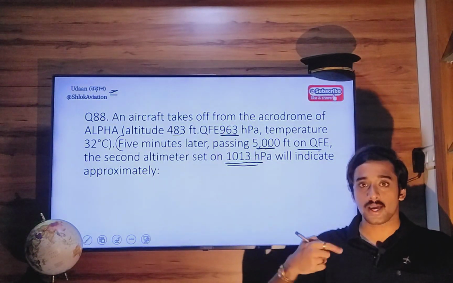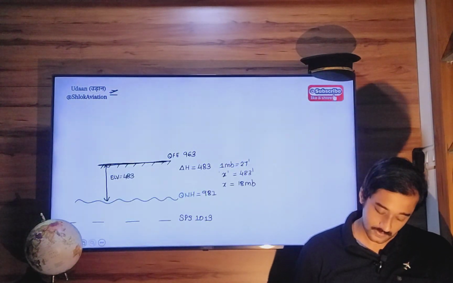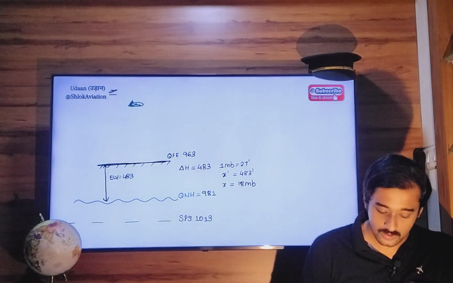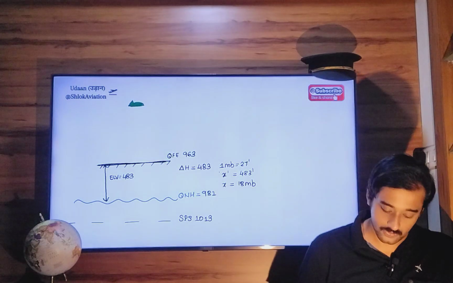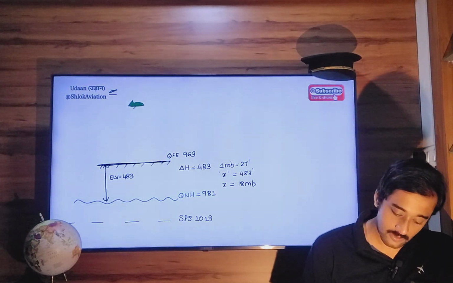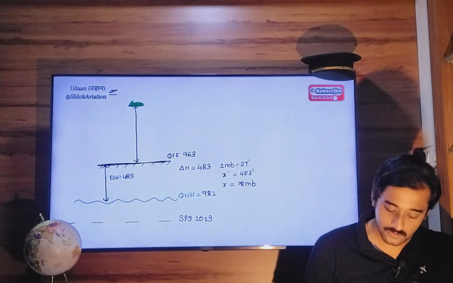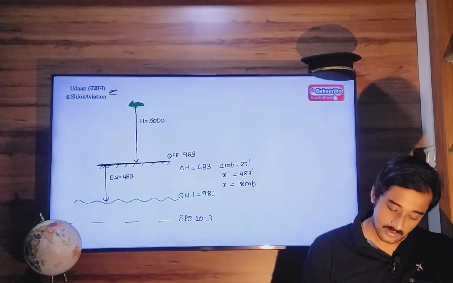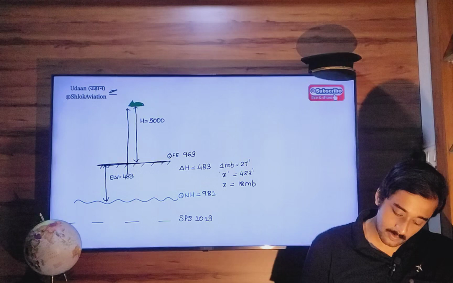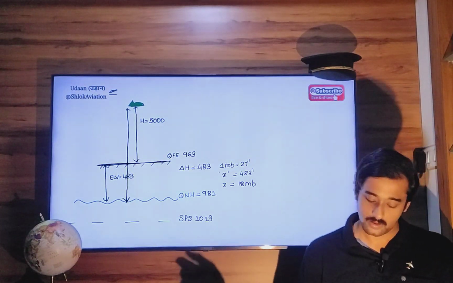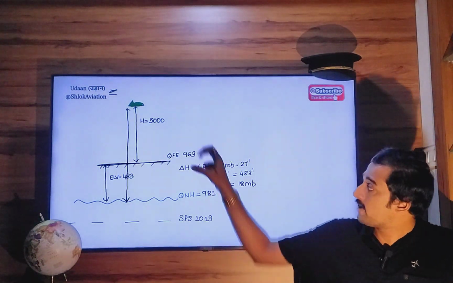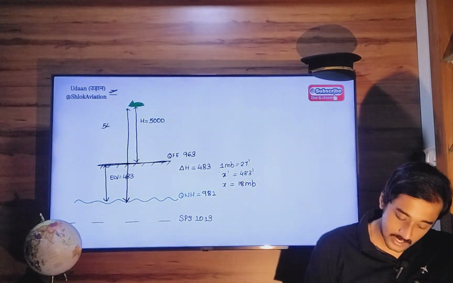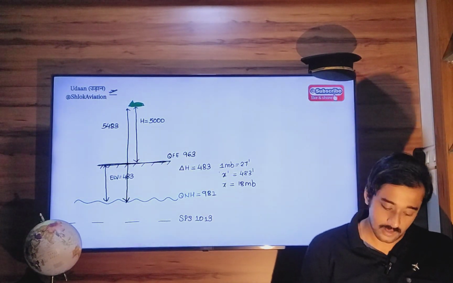Okay, next. Your aircraft is 5000 feet on QFE. That means 5000 feet above the aerodrome. So let's draw your aircraft here. It is 5000 feet above the airport. What will be its altitude? Its altitude will be 5000 plus 483, so 5483.